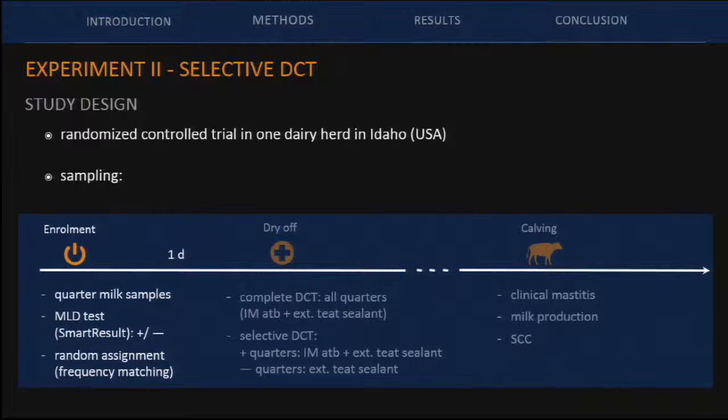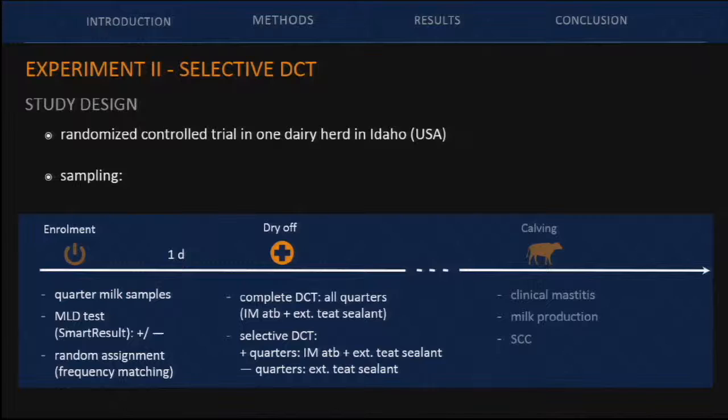The sampling started one day before dry-off. We took samples for all the quarters, and they were classified with the MLD test as positive or negative. They used the index number 6 from the SMART result algorithm, which is the one recommended by the manufacturer. Then cows were randomly assigned by parity, but also by the number of positive quarters at that testing. Then cows were dried off.